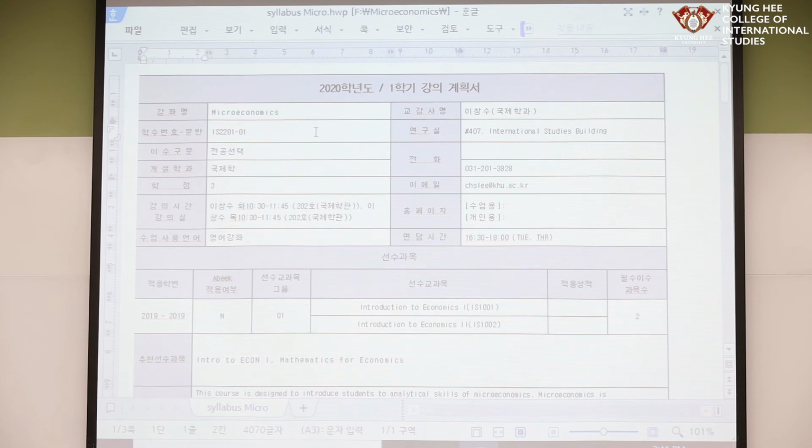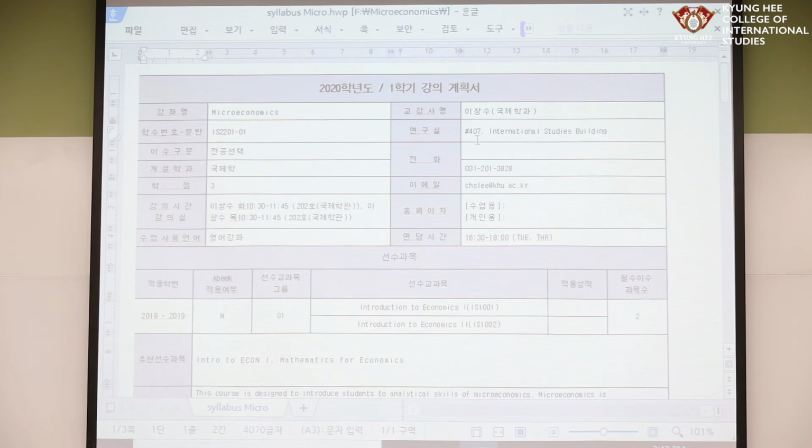This course is different from introductory level microeconomics, right? Intermediate level microeconomics. At the introductory level, everything is explained using simple graphs without any math skills. But intermediate level microeconomics requires understanding some mathematical tools, right? So that is different. You should be careful about that.